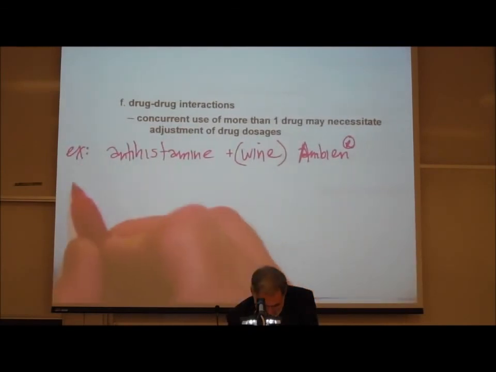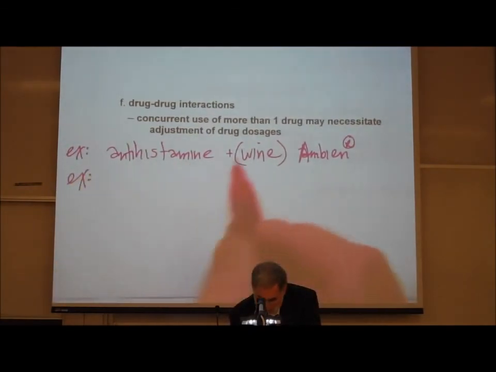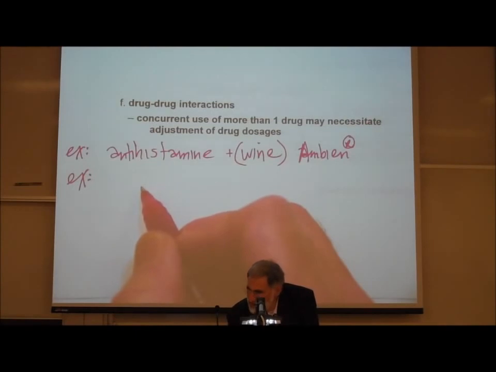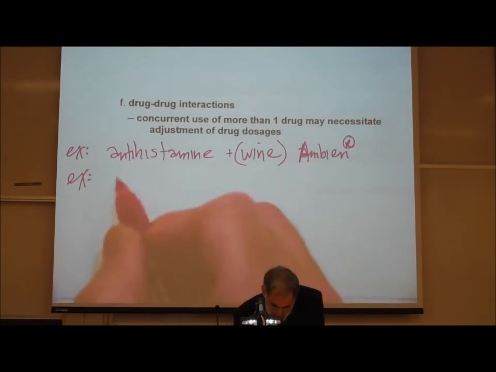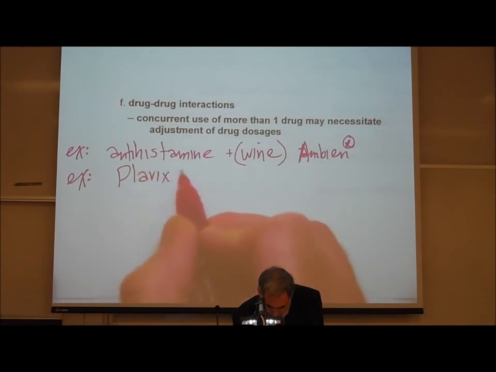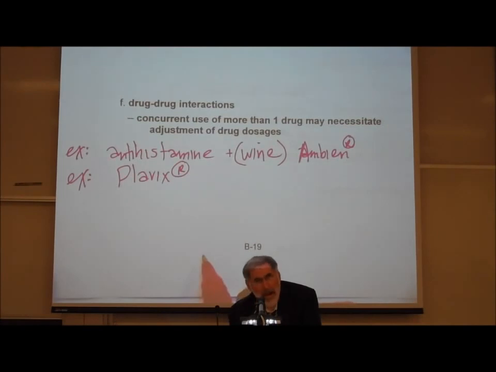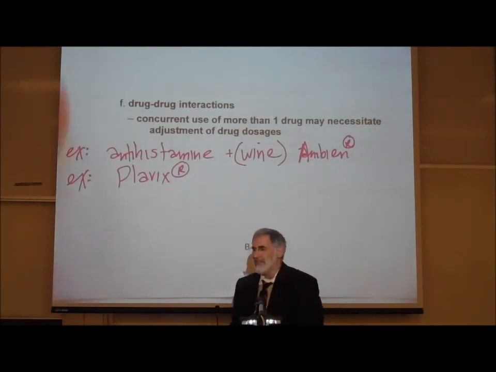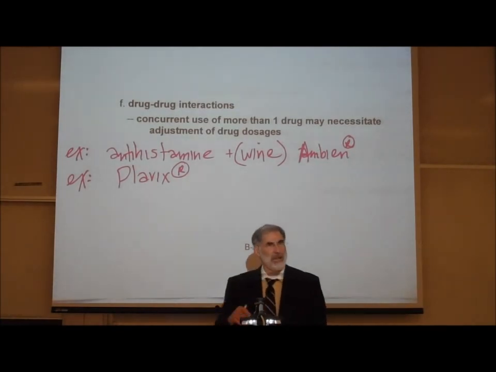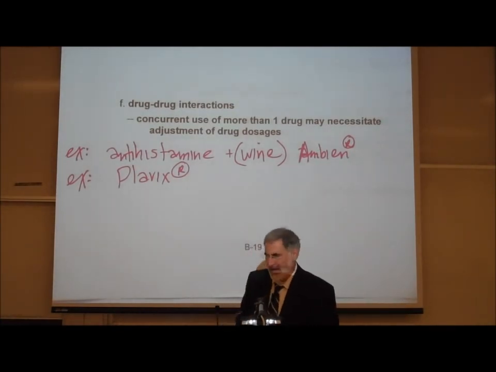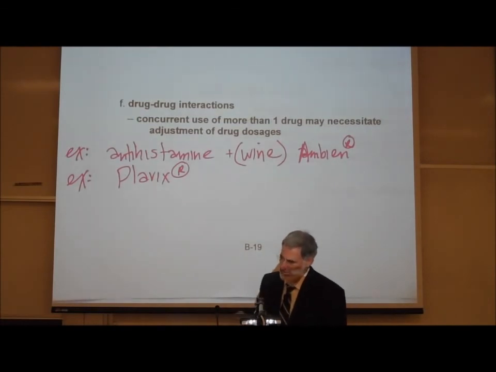Another example, besides drugs that cause sedation where we run into a problem: let's imagine that somebody is regularly taking Plavix. Plavix is used for what purpose? Anybody know? Plavix is used to reduce blood clotting. It's an anticoagulant. It affects the blood clotting mechanism similarly to aspirin.